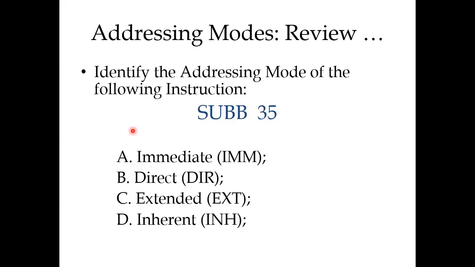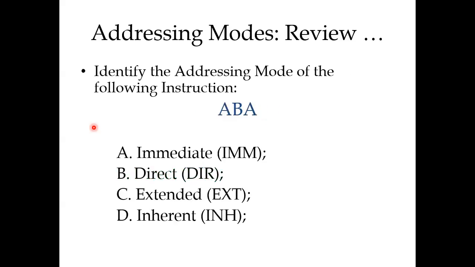Let's try the next one. How about this one? Direct, right? Because no pound sign, and the operand is what? 35, which is what? Decimal, binary, or hex? Decimal, right? I just want to make sure we understand the instruction. So this is direct, right? Let's look at the next one. Very easy. Inherent, because there is no operand.